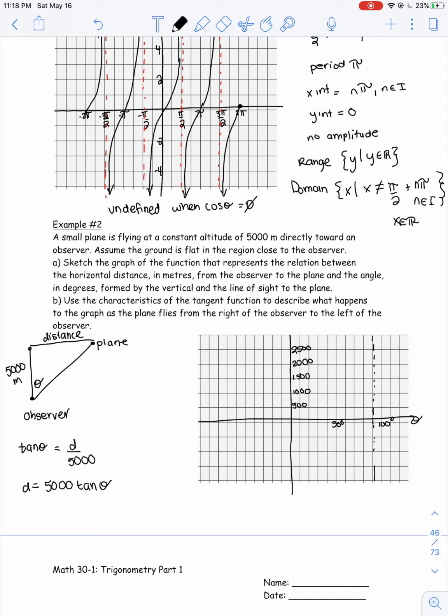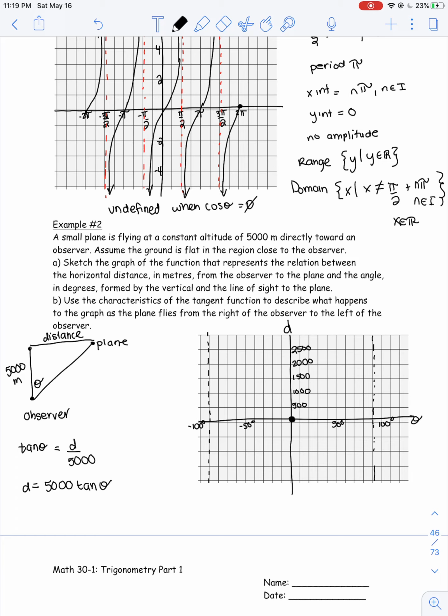And if we are in the negative direction, if we are looking and it went past us in the opposite direction, we would have also a vertical asymptote here at negative 90. So this is in degrees, and here we have the distance in meters. Okay, so we do note that the graph is still going to be at that 0, 0 origin. And so what we know is that as the plane flies towards the observer from right, the distance is actually changing. The distance is going down.